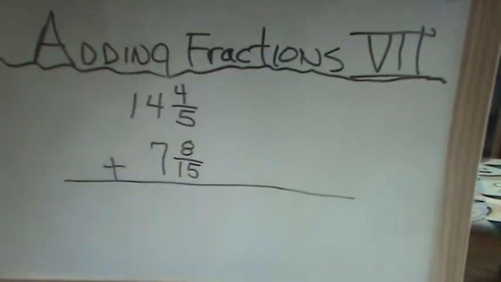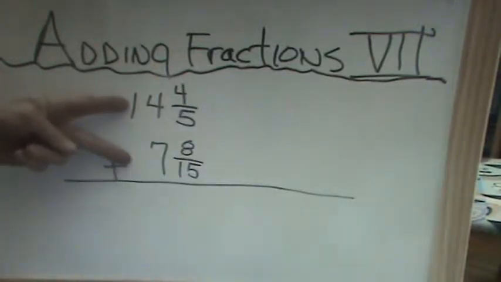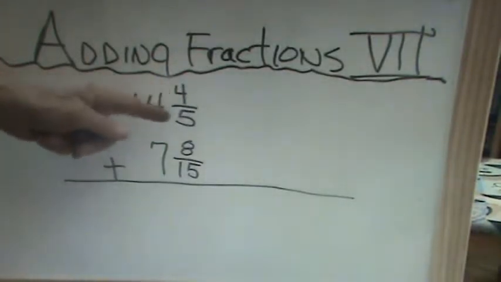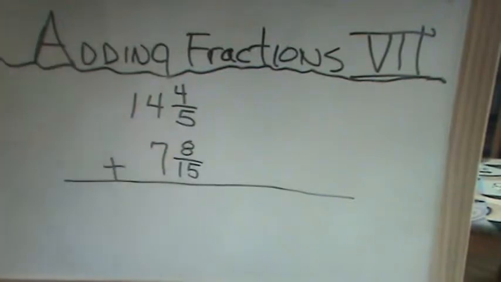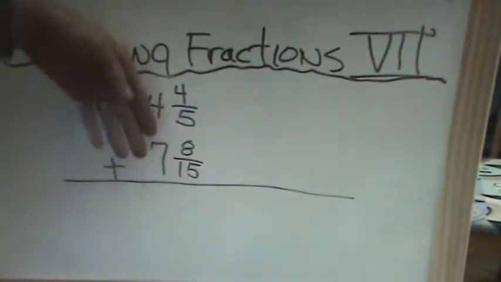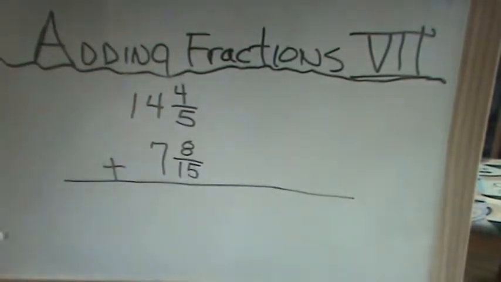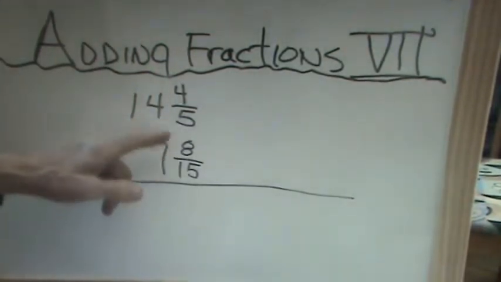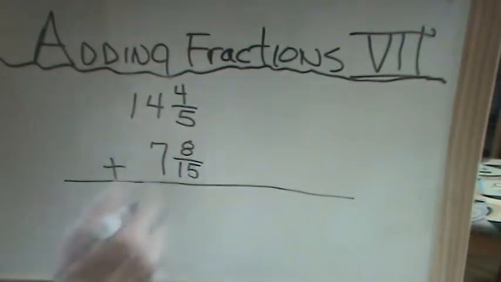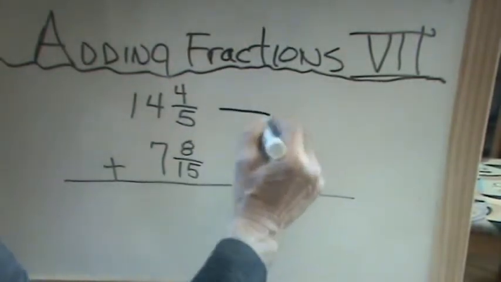Let's take this problem. Here we have two mixed numbers, 14 and 4/5 and 7 and 8/15. Well, we know that when we're working with mixed numbers, we forget the whole number first and we work with the fraction. So we have two fractions here and the denominators are different. So we're going to have to raise the name of one of them.